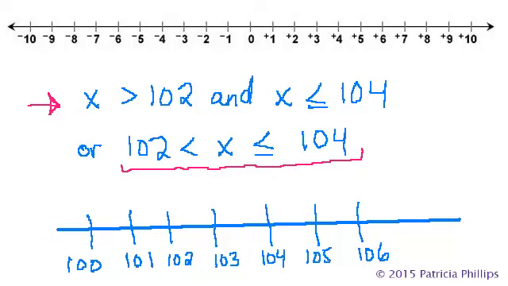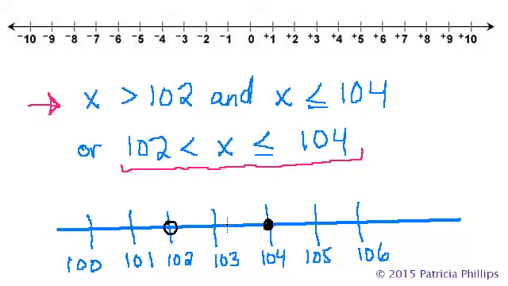Here's 102. Okay, we're not going to include 102 because x is greater than 102. So we'll just draw a circle at the top like this. And we know that x is over to the right. But before we draw our line, we look at the part after the and. x is less than or equal to 104. So, since it's equal to 104, we darken that in.